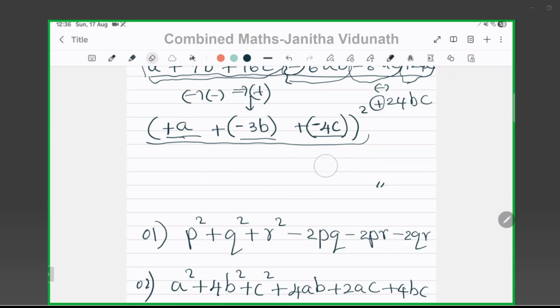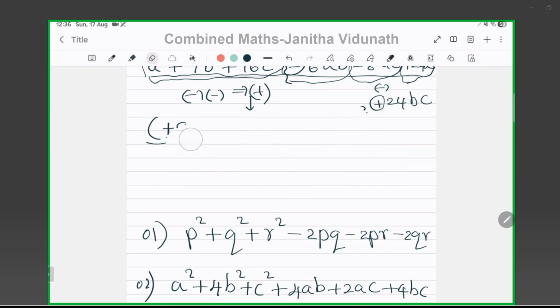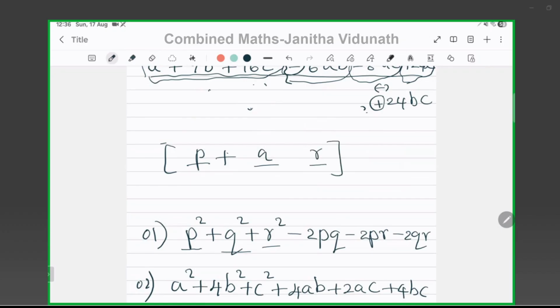Okay, now I will do these four questions. Here, from the square terms, we can observe that the first term is p, the second term is q, and the last term is r. Here, we always put a positive sign for p.